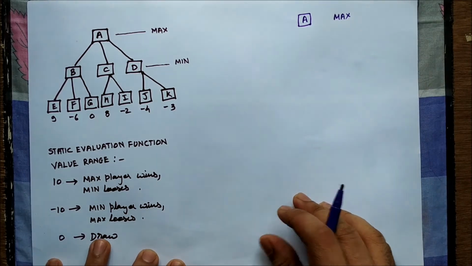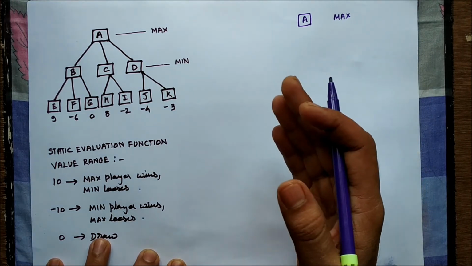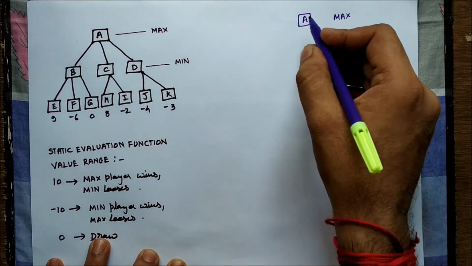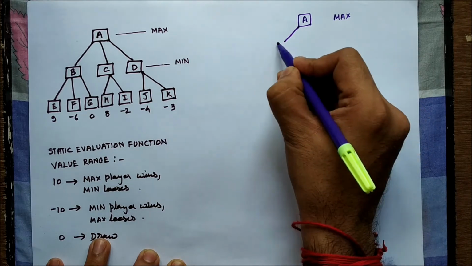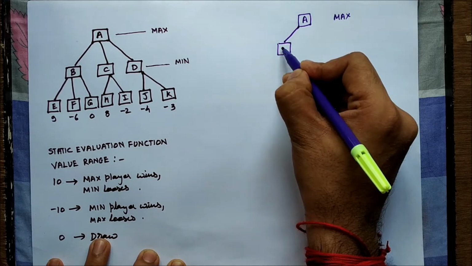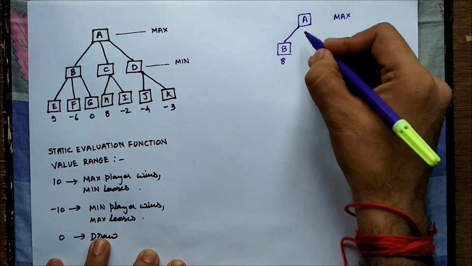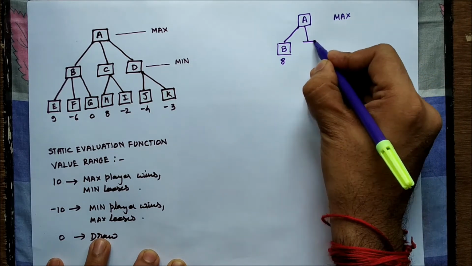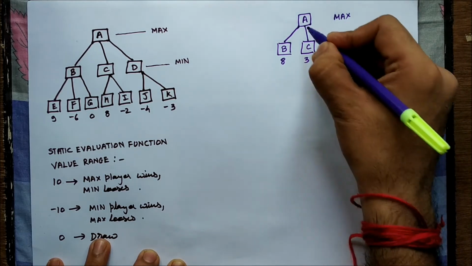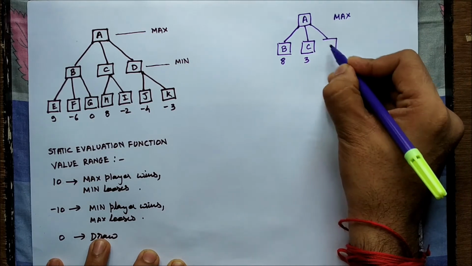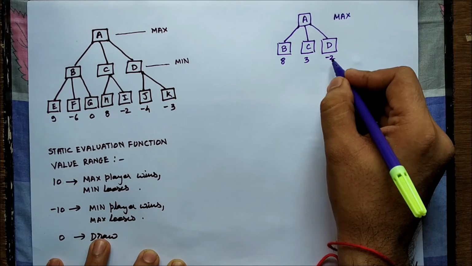Okay, and then assume that we have already seen that there are two functions, the moveGen function and the static function. So when the moveGen function is applied to this particular node A, it realizes that there are 3 child nodes of A. One is B, and assume that the static evaluation function of B is 8. One is C, with static evaluation function value 3, and the third node is D, whose static evaluation function is -2. Let us assume that.